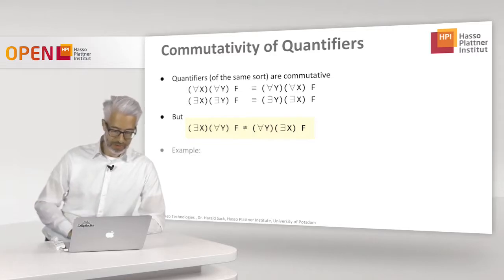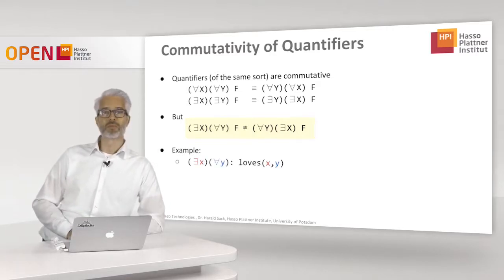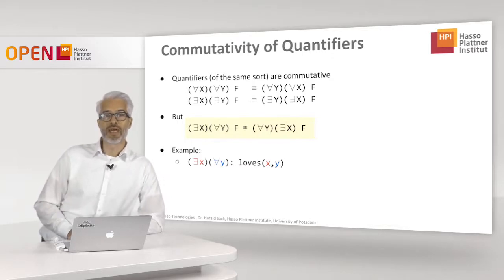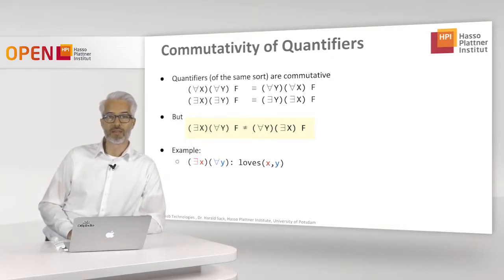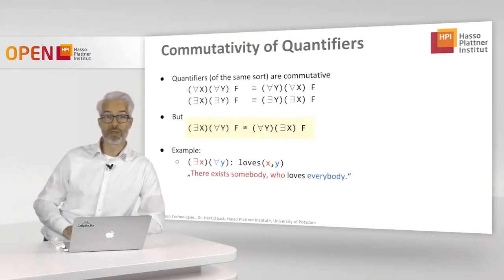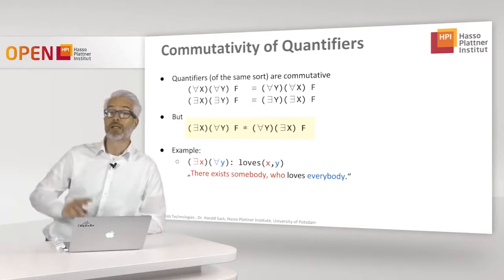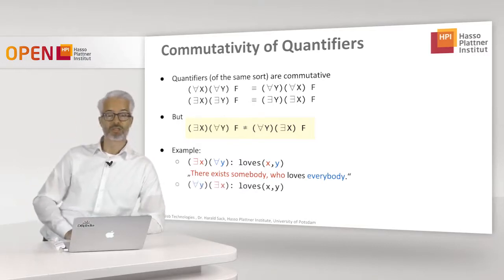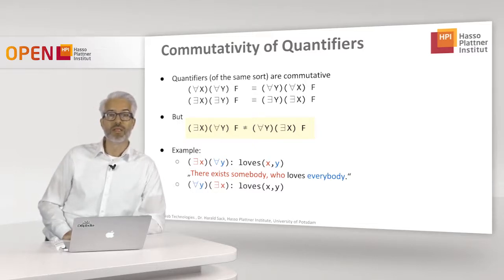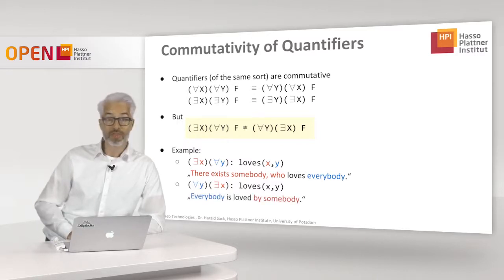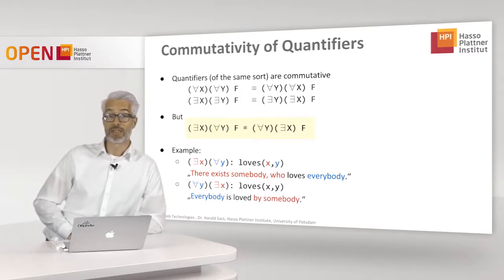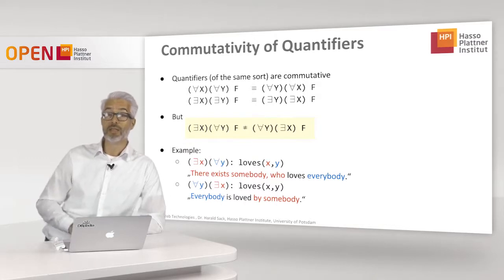I can show you why. Let's look at the following example. What do we have here? There exists an x, and for all y, it holds that, there exists somebody who loves everybody. That's nice. Now let's try to switch both expressions. Now we have for all y, there exists somebody, and this means everybody is loved by somebody. This, from a logical sense, is completely different from the first expression. So you have to keep this in mind.